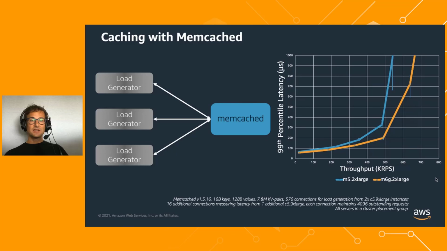But the nice thing is that not only the throughput was better, but also the latency at scale was way better on the Graviton processor, showing the really good scalability of that processor under load. So not only do you get better performance, but on top of that, when you're pushing the system to higher levels of load, you even get better latency.